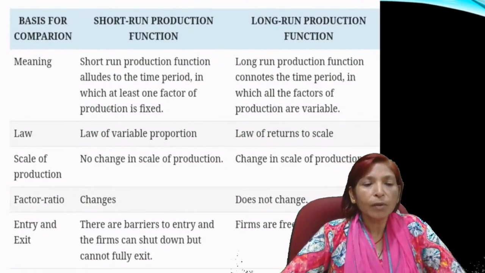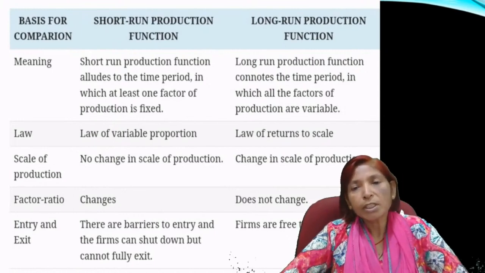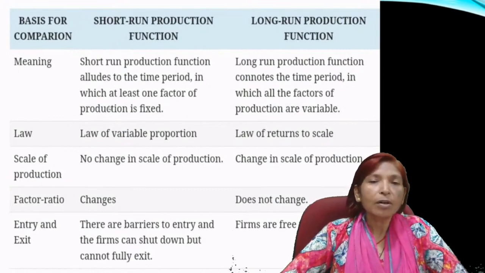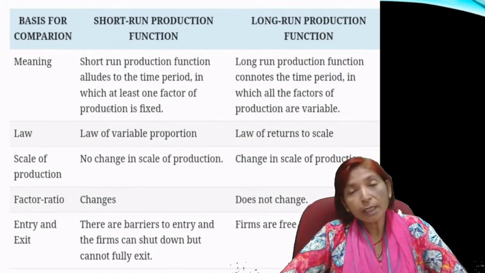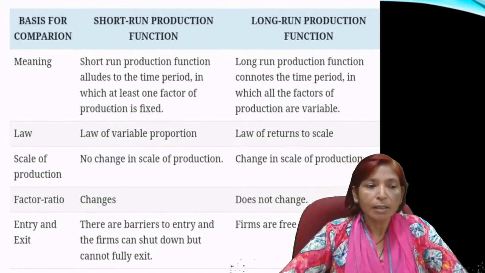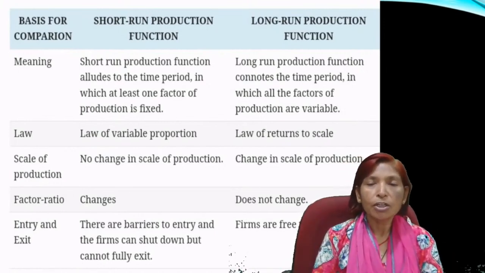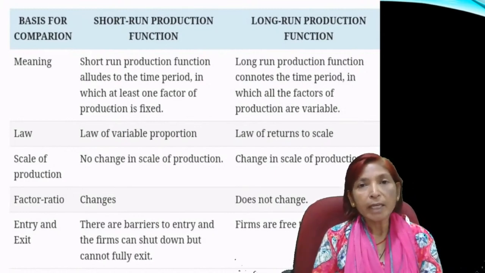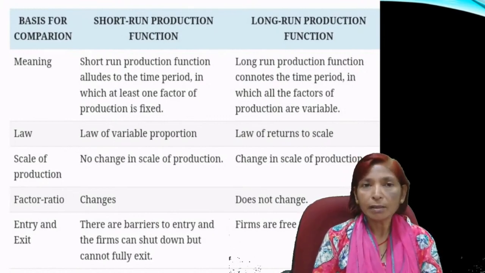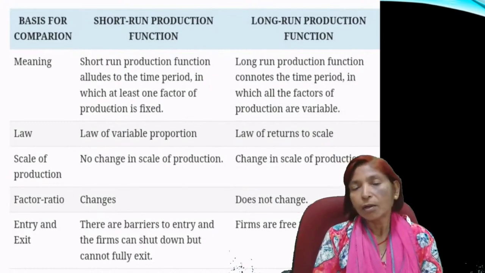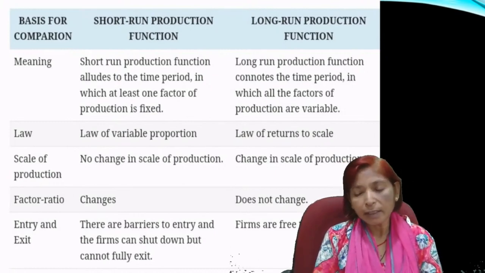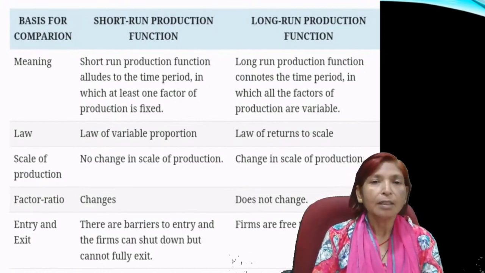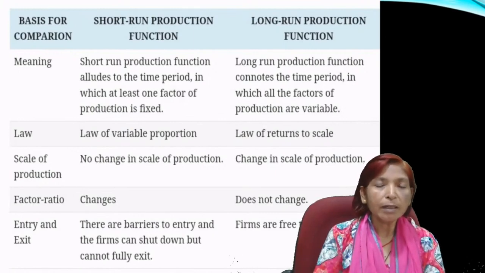Short run production function is known as the law of variable proportion, and long run production function is known as returns to scale. Scale of production can't change in the short run, but it can change in the long run. Factor ratio can change in the short run, but it can't change in the long run. And there are barriers to entry and exit in the short run, while in the long run there are no barriers, no restrictions for entry and exit. So this is the main difference between the two types of production function, which relate to the short time period and the long time period.